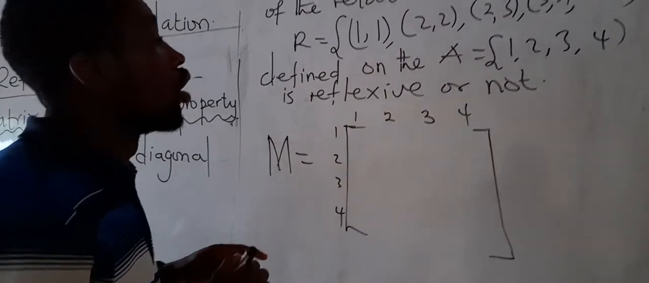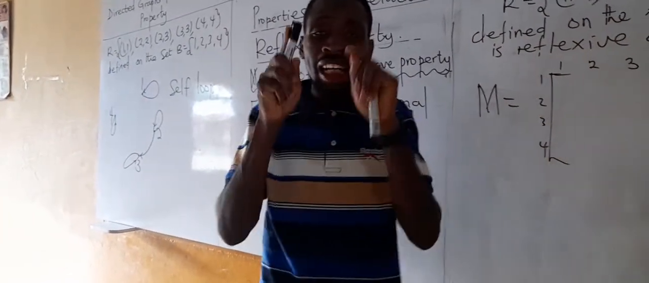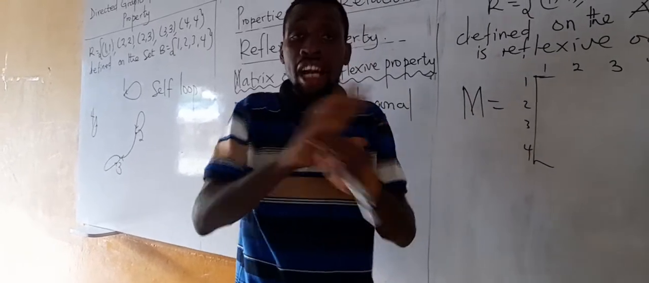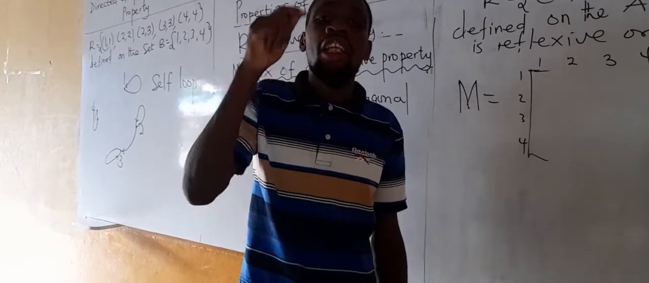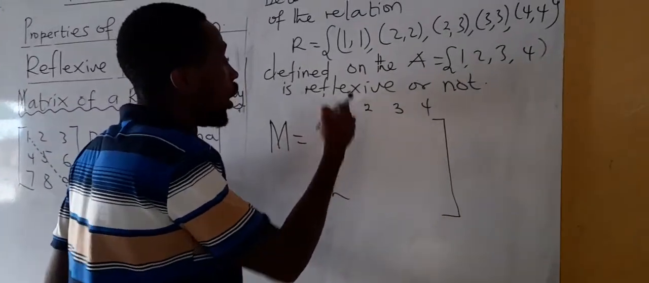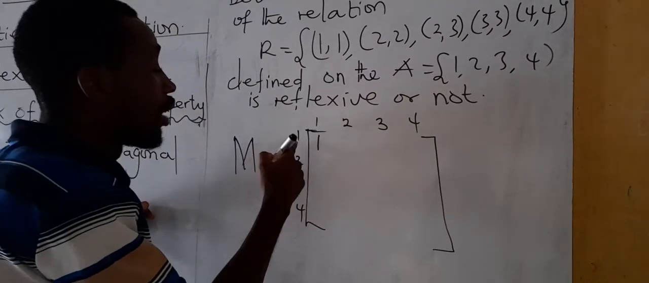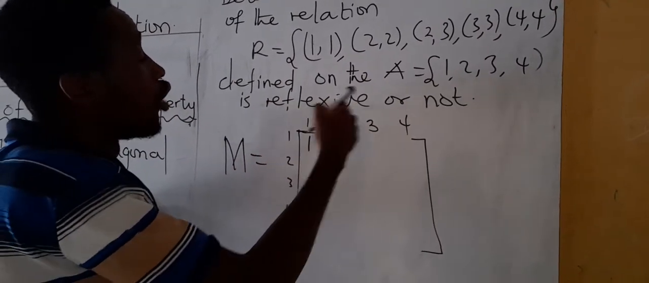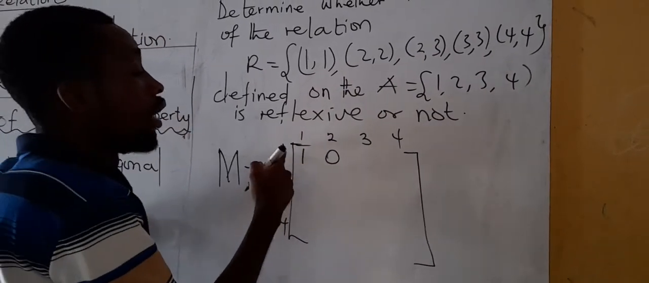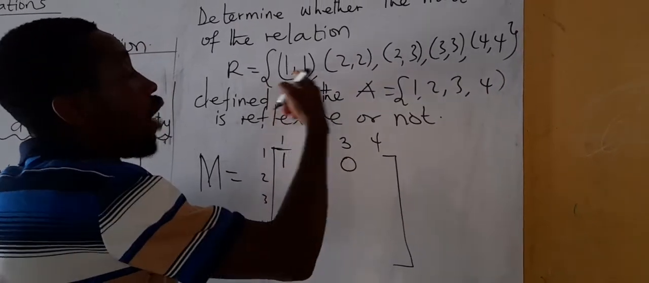If you remember very well, we said if one element relates to another, it's an on-state and we represent it with 1. If it doesn't, it's an off-state and we represent it with 0. So now let's go. Does 1 relate 1? Yes, on-state, 1. Does 1 relate 2? Do we have 1, 2 here? No. Off-state, 0. Does 1 relate 3? No, 0. Do we have 1, 4? No, 0.